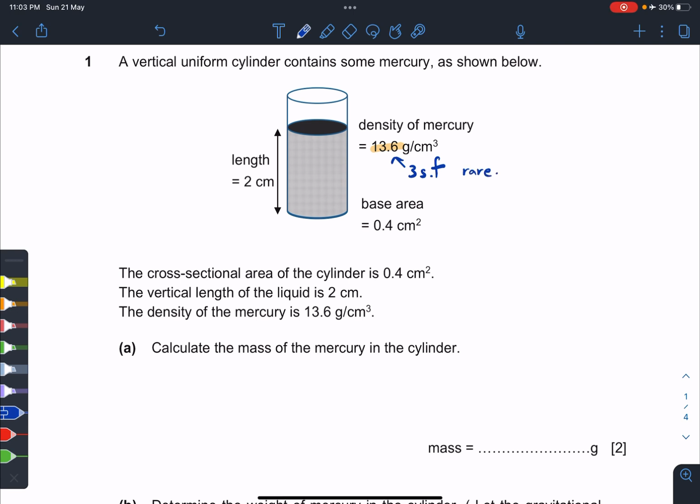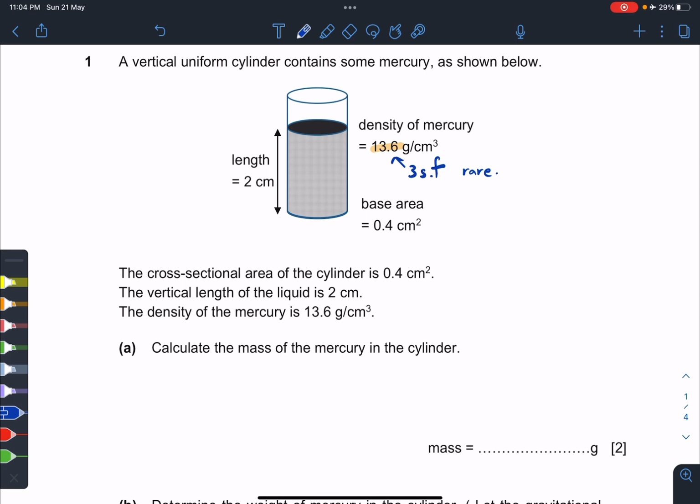Can they do this to you during exam conditions? Yes, it is possible, but it is rare. Typically, 2SF is the common one, at least in physics. Alright, okay, but in this case, this particular question is 3SF, so we give our final answer in 3SF. So it says mass.